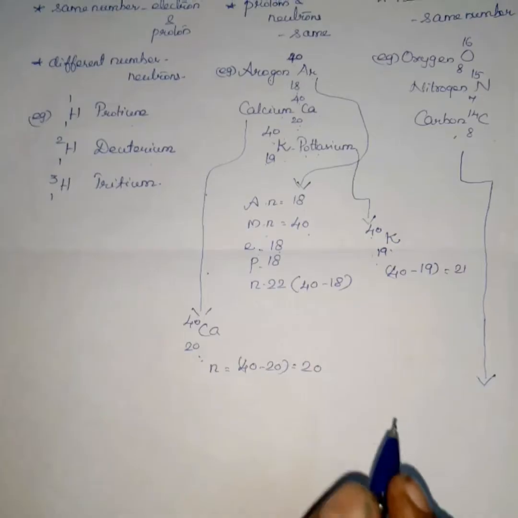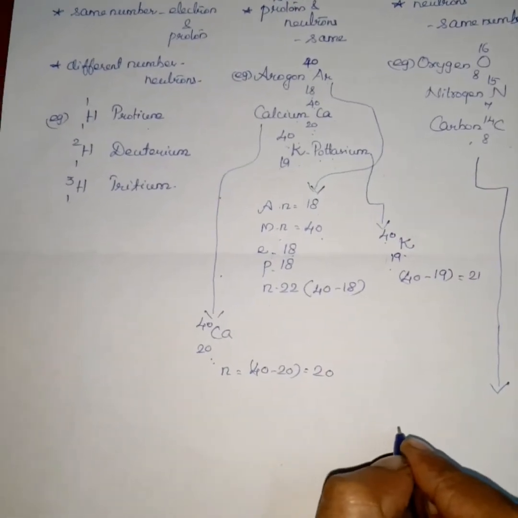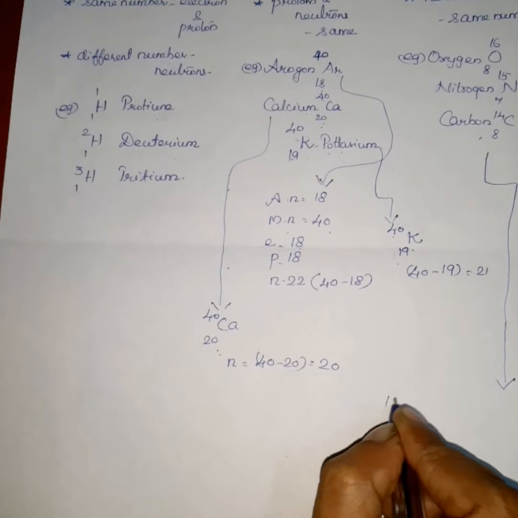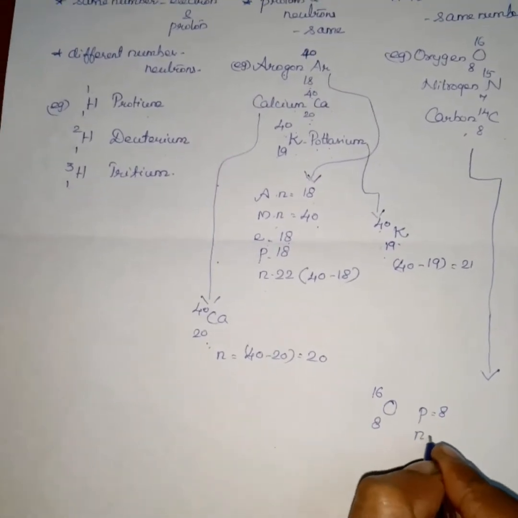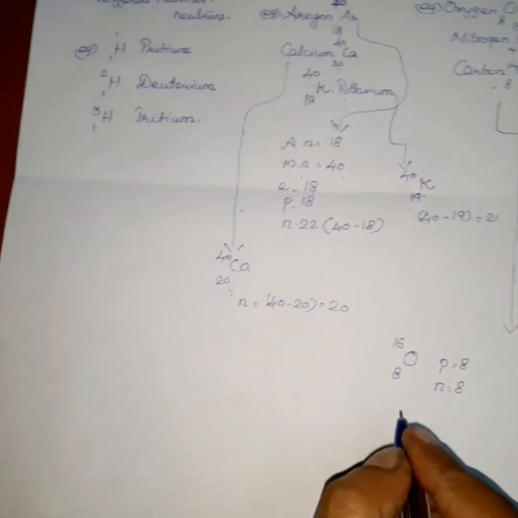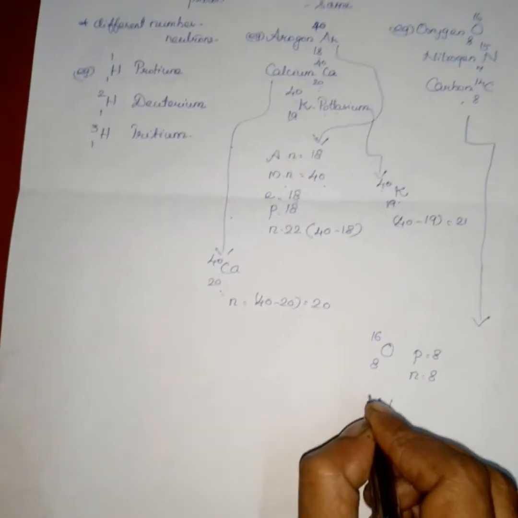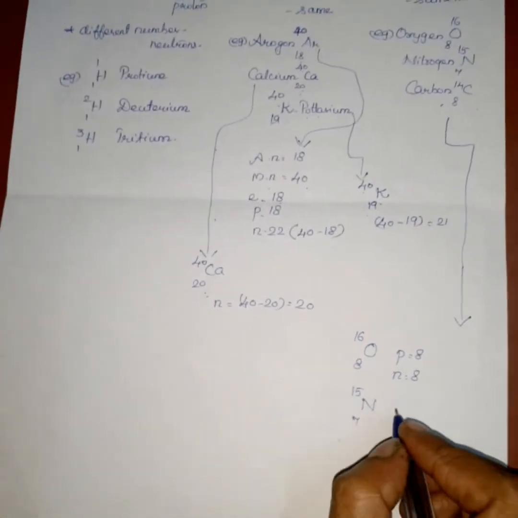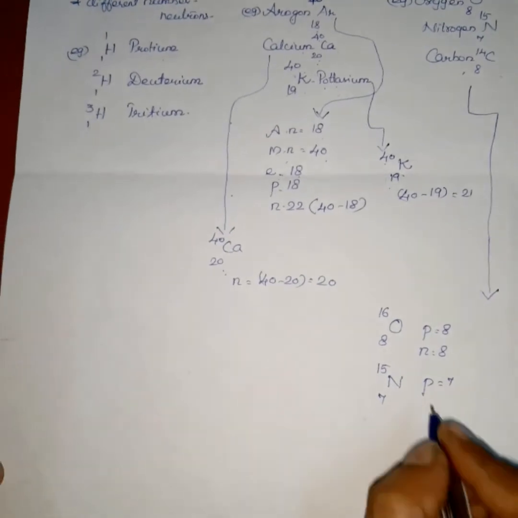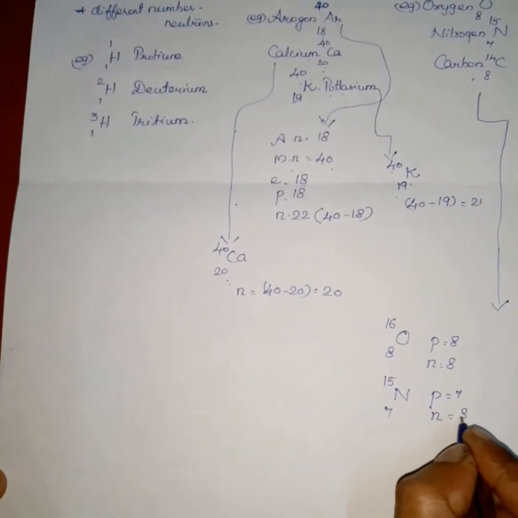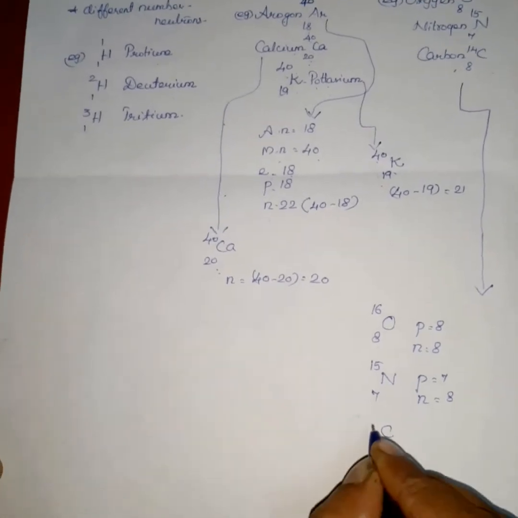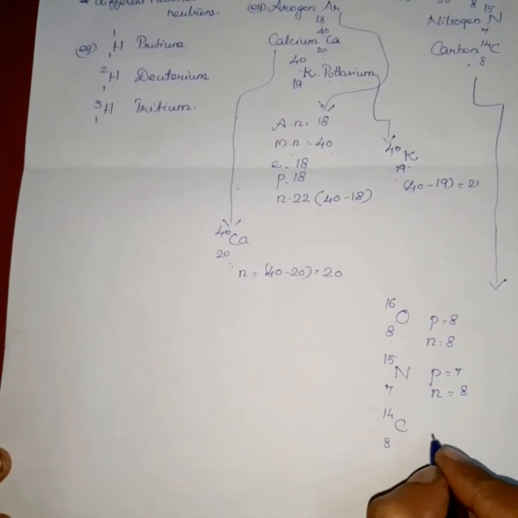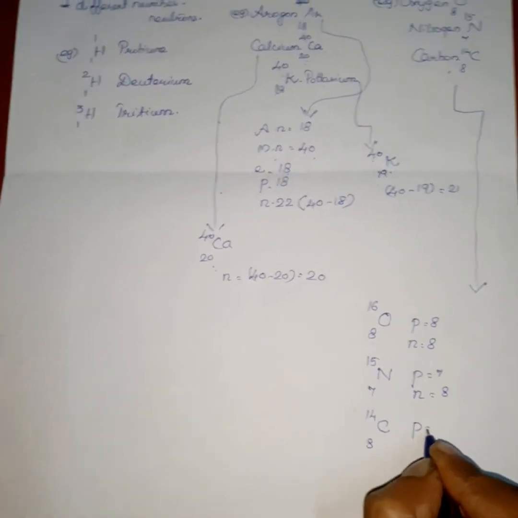Here listen. Oxygen, O-8-16. How many protons are there? 8 protons. How many neutrons are there? 8. Next one, nitrogen, N-7-15. Here how many protons are there? 7. And how many neutrons are there? 8. Next one, carbon, 6-14. Here how many protons?